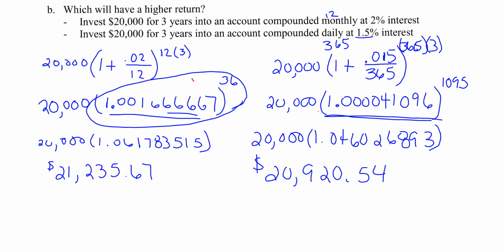So the higher interest rate is better, even though it was only compounded monthly. We got 21,000 compared to our 20,000 here.